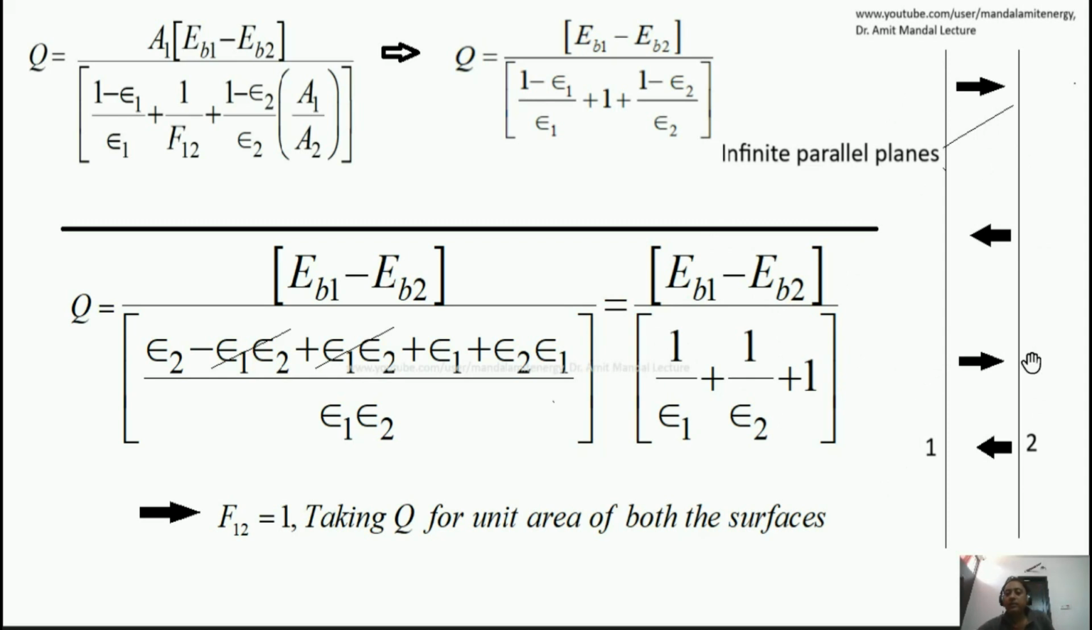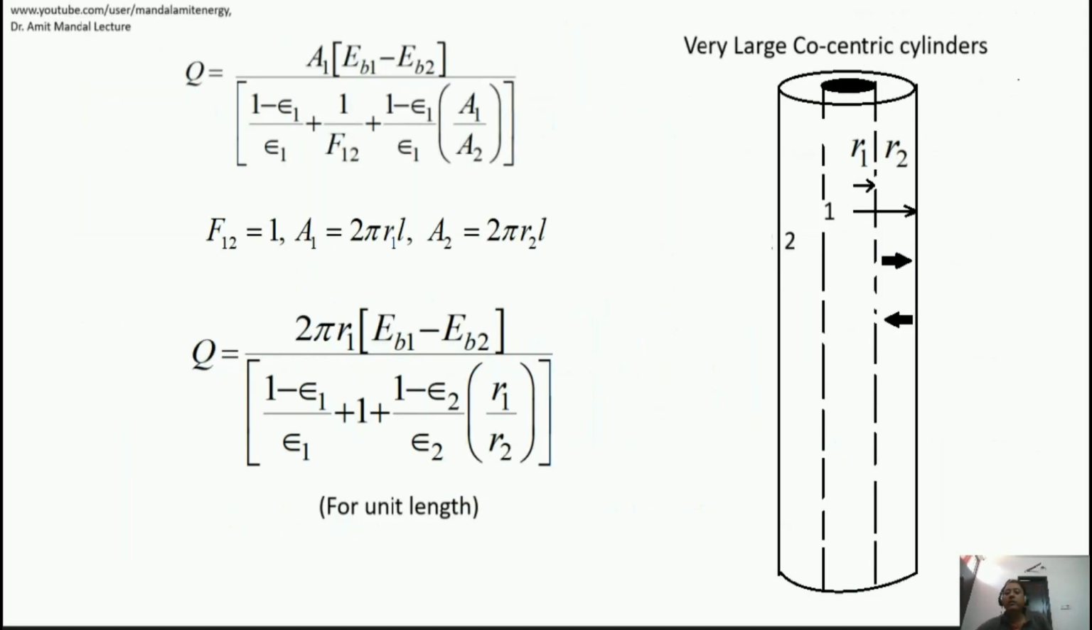Now we will take the case that there are two concentric large cylinders of radius R1 and R2, where the smaller cylinder is enclosed inside the outer cylinder, and heat transfer is taking place between the outer surface of the inner cylinder and the inner surface of the outer cylinder. The inner cylinder is surface 1, the outer is surface 2. In this case also F12 will be 1, the reason being the inner cylinder is of convex shape, so whatever radiations are emitted by the inner surface are captured by surface 2. So F12 will be 1.